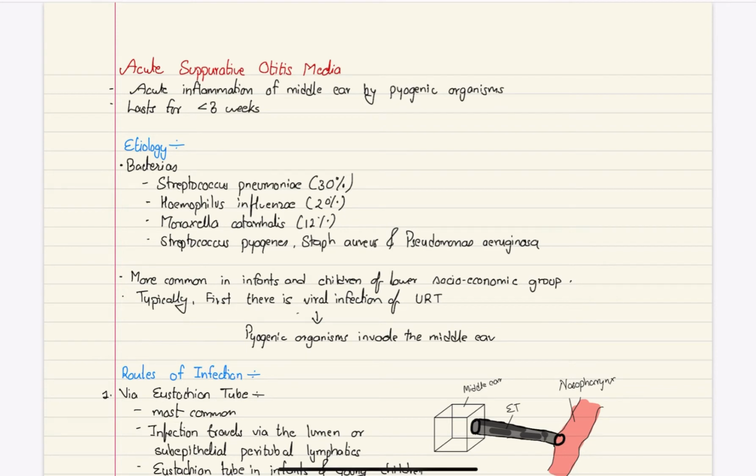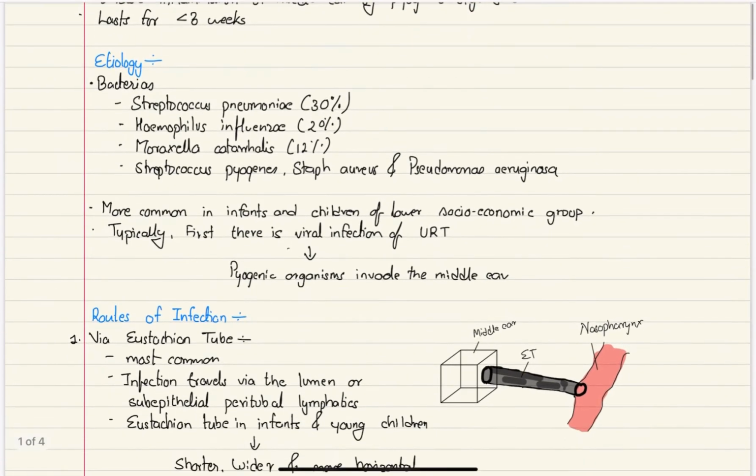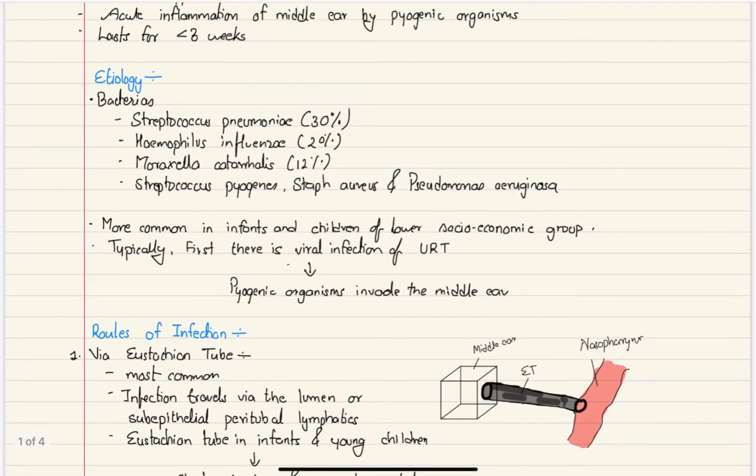Acute suppurative otitis media is an acute inflammation of the middle ear by pyogenic organisms. Let's see what these organisms are. The most common is Streptococcus pneumoniae, which accounts for around 30% of the cases. Haemophilus influenzae accounts for around 20% of the cases, followed by Moraxella catarrhalis at around 12%. Less common organisms are Streptococcus pyogenes, Staph aureus, and Pseudomonas aeruginosa.